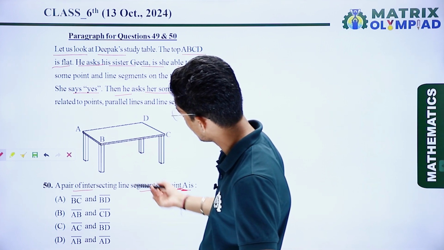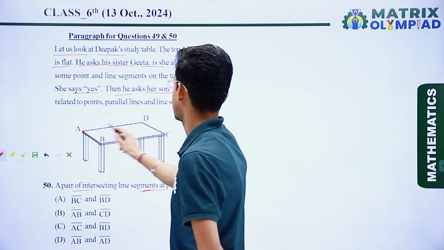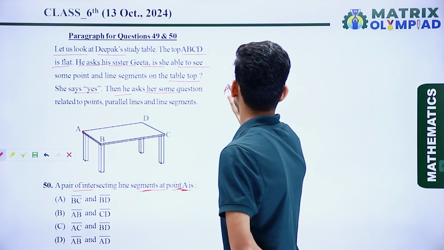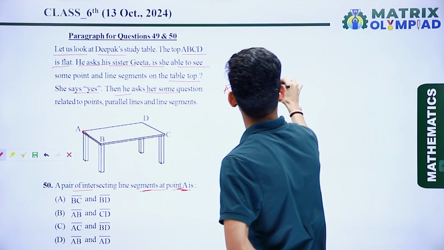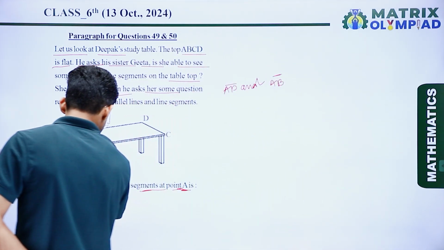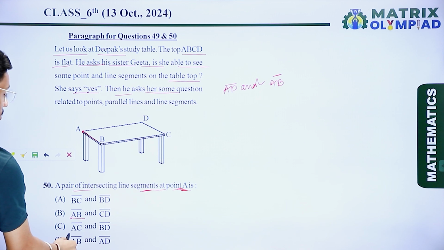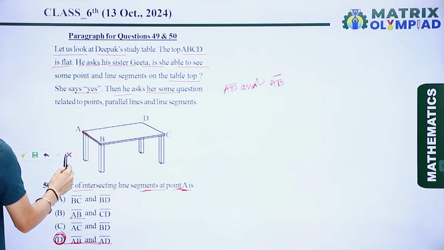So check where is point A. So here this is the point A, and the pair of line segments, I can say that AD and BC. So not BC, AD and AB. So check AD and AB. So AD and AB. So here option number D again is the correct answer over here.